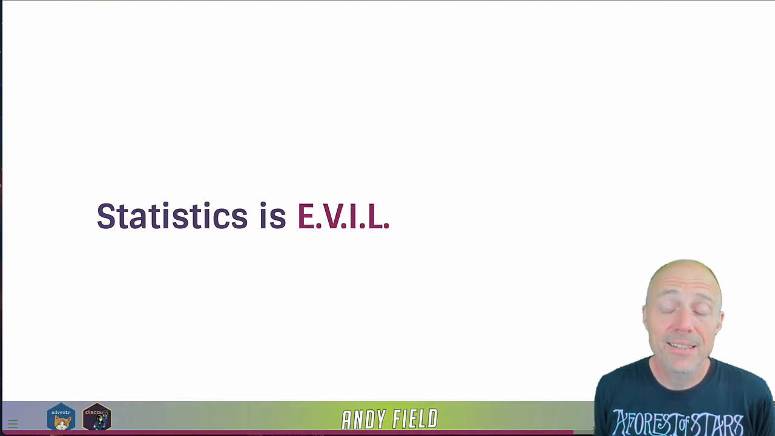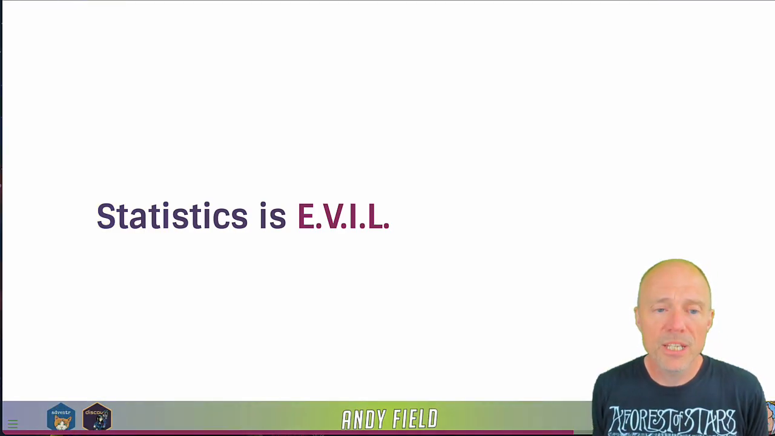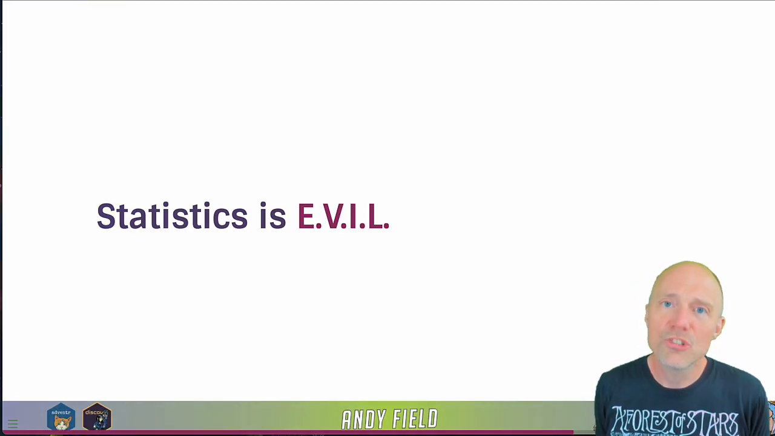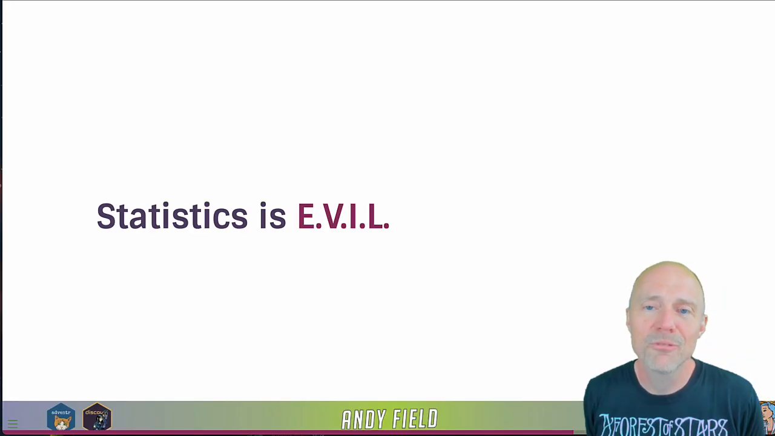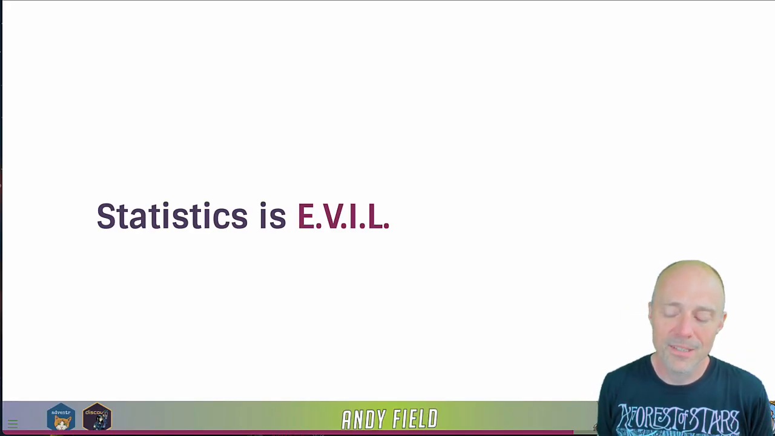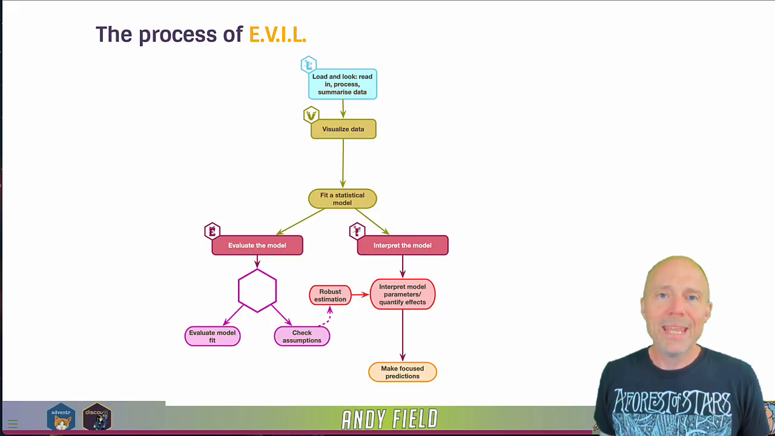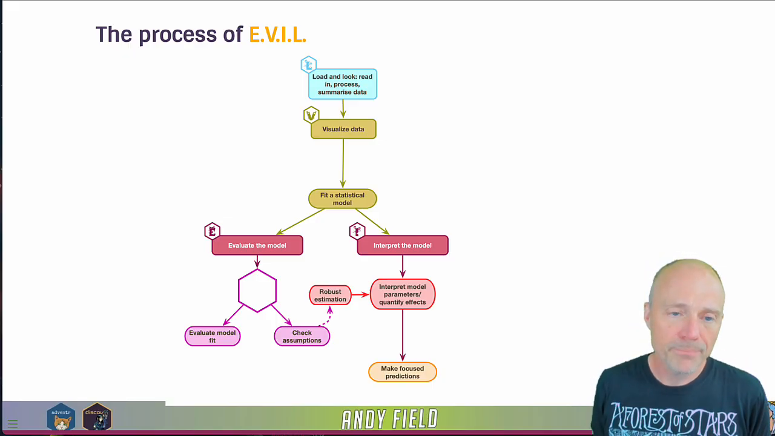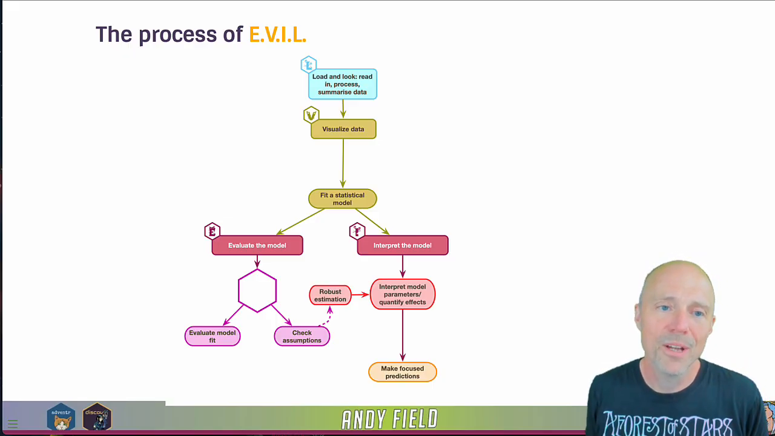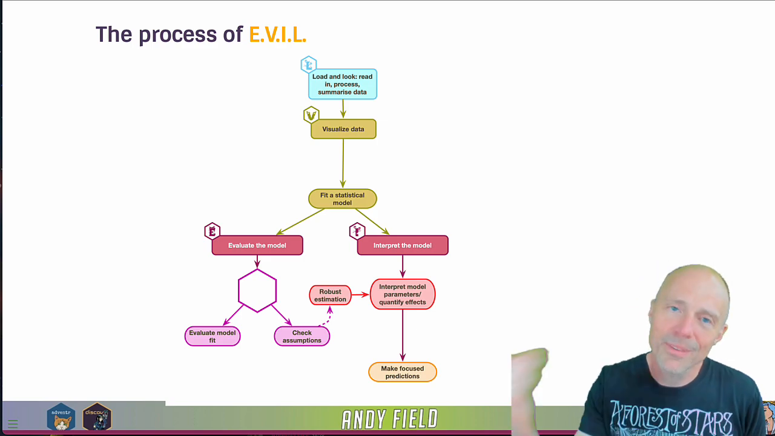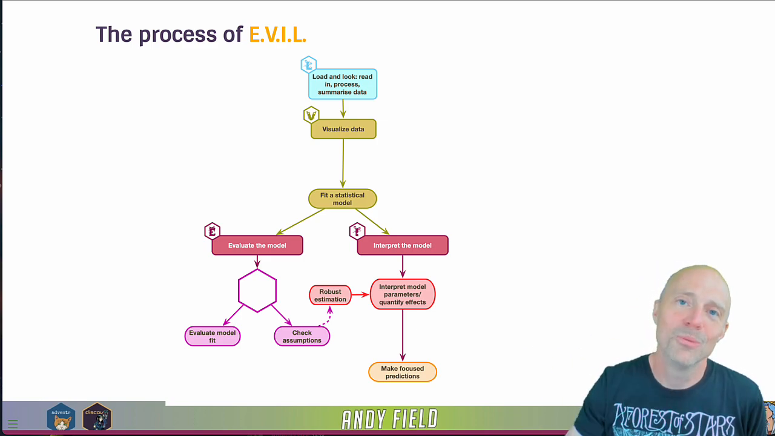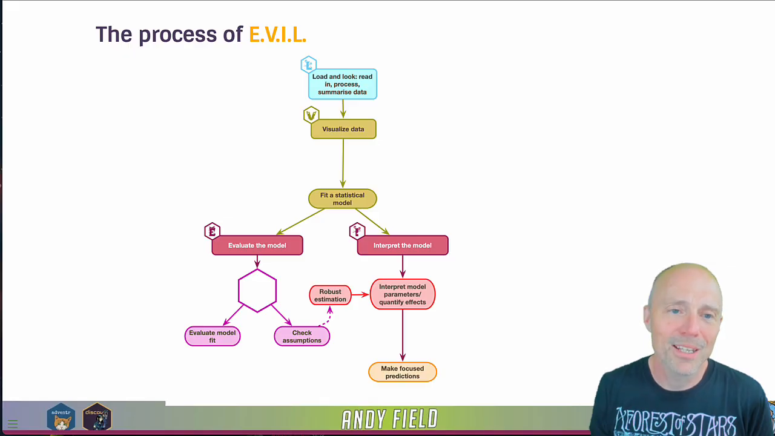We all know statistics is evil, right? But in this video, I'm going to explain why we should actually treat it as being evil, because this gives us a framework with which to fit statistical models. So basically, we can use E.V.I.L as an acronym for different stages of analysis. Unfortunately, they don't go in the same order as E.V.I.L, which is a minor inconvenience. But anyway, let's roll with it.